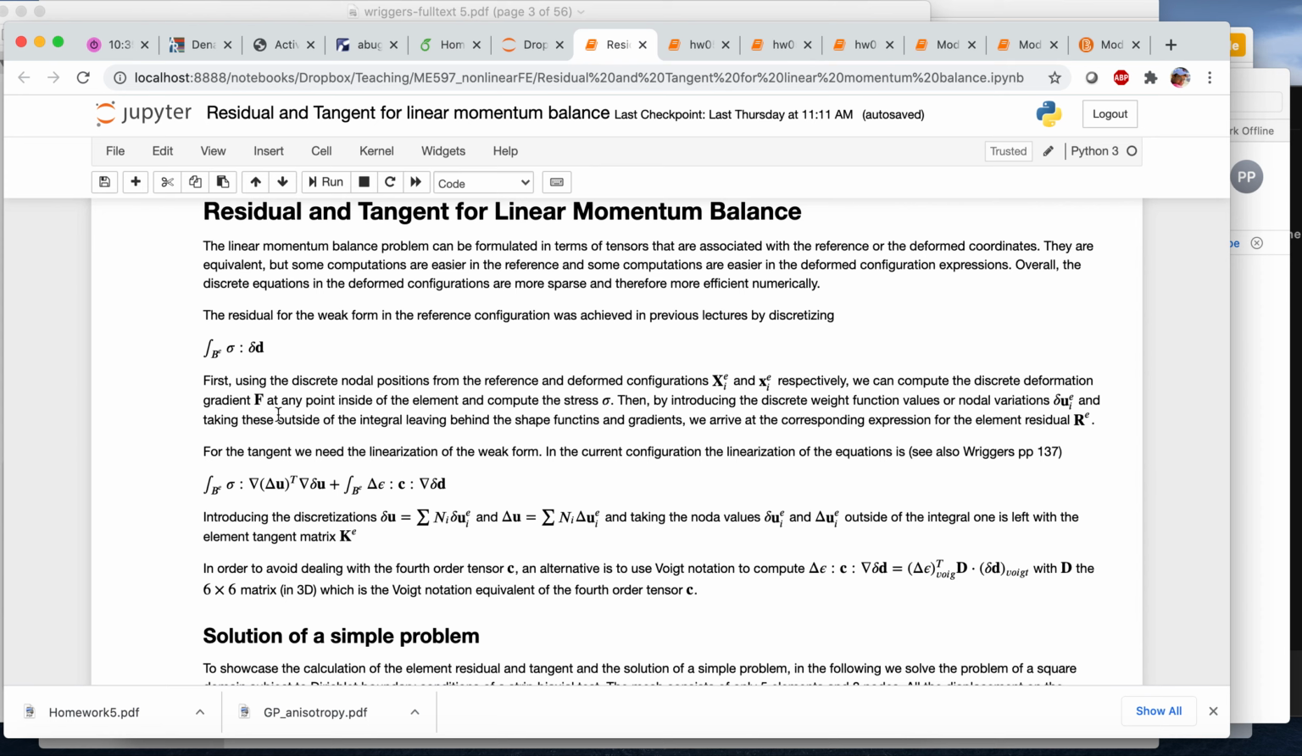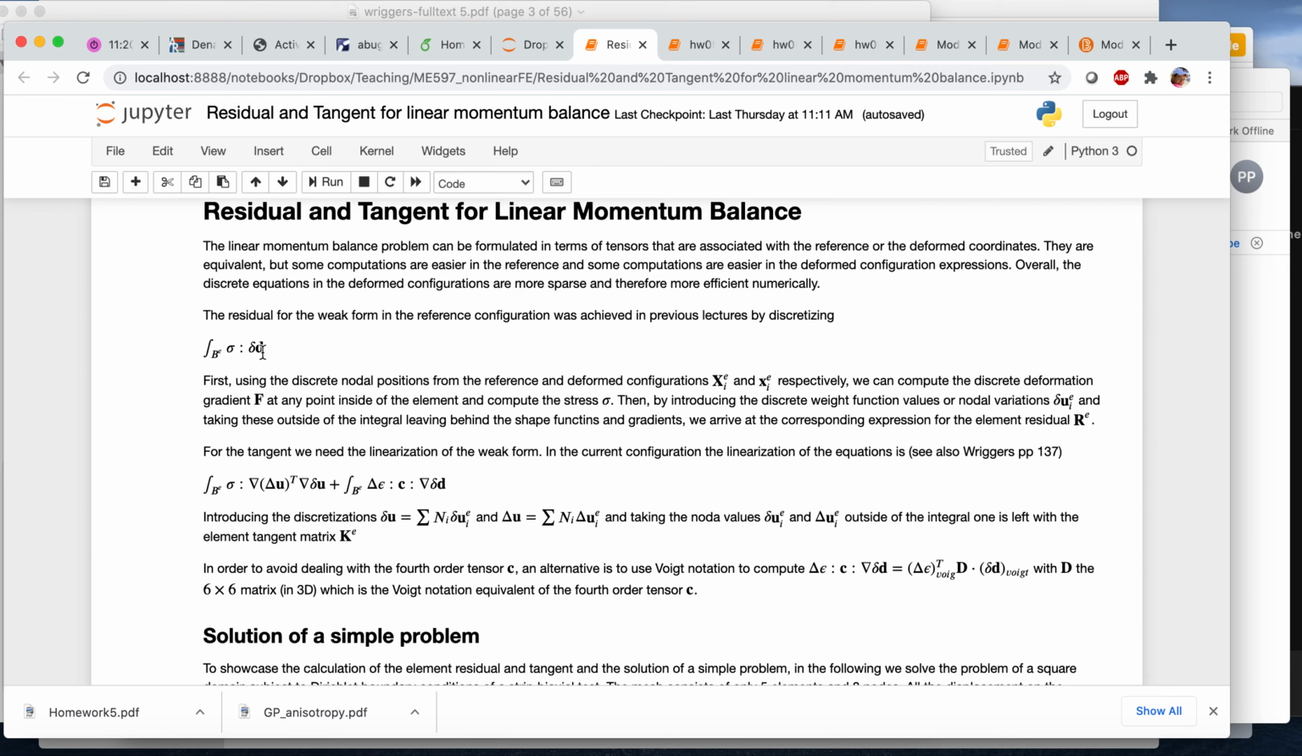So this is what you did in a previous homework. And given that F, you could calculate the stress. So that should be done by now. And then the other thing is that we're going to introduce arbitrary variations. Based on this, we could compute this variation of the symmetric velocity gradient. And then we can take the actual values of the variations outside of the integral. What we are left with is the stress with a gradient of shape functions.